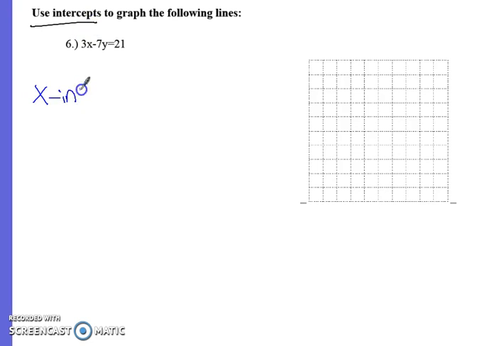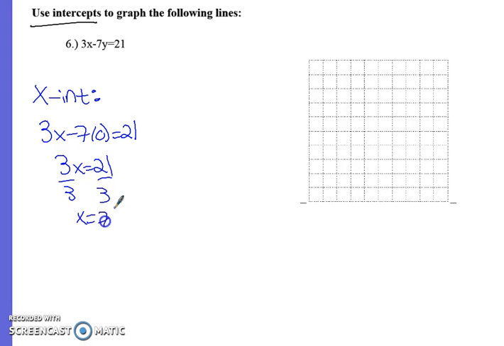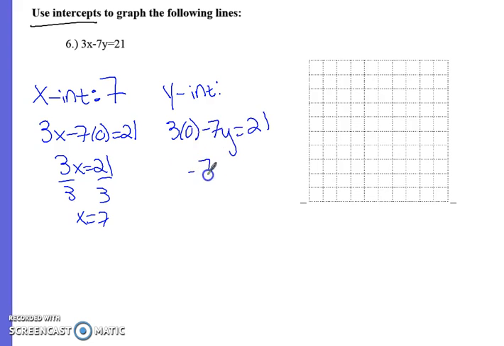So my x-intercept, I'm going to plug 0 in for y. 3x minus 7 times 0 equals 21. 3x equals 21. When you divide by 3, x equals 7. So your x-intercept is 7. Let's find our y-intercept. Plug 0 in for x. 3 times 0 minus 7y equals 21. Negative 7y equals 21. Divide by that negative 7 to get y equals negative 3.